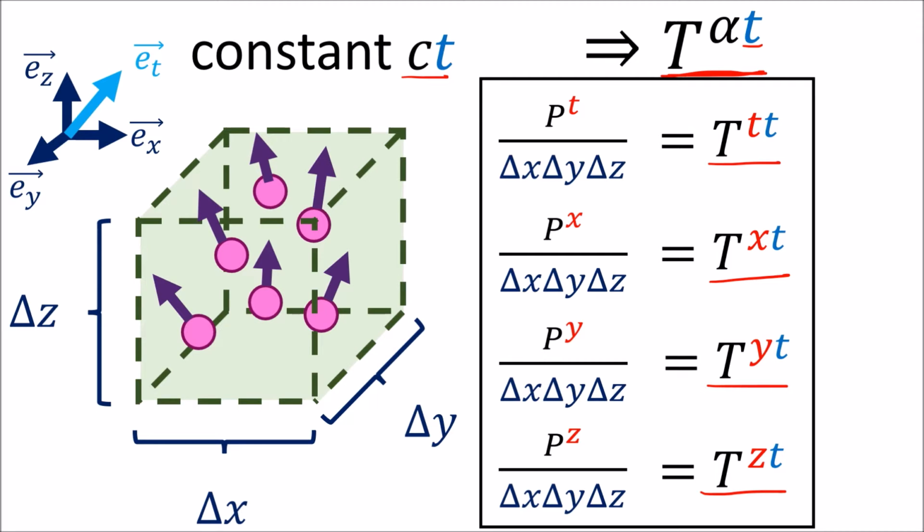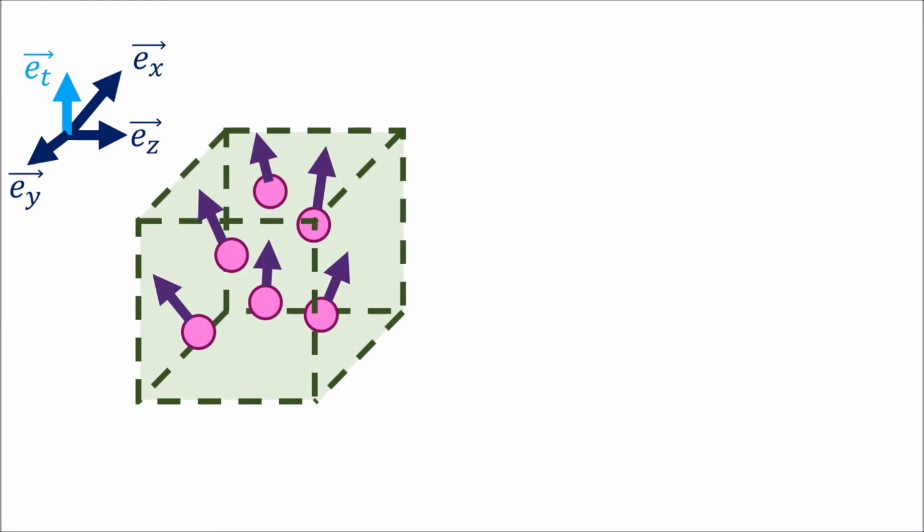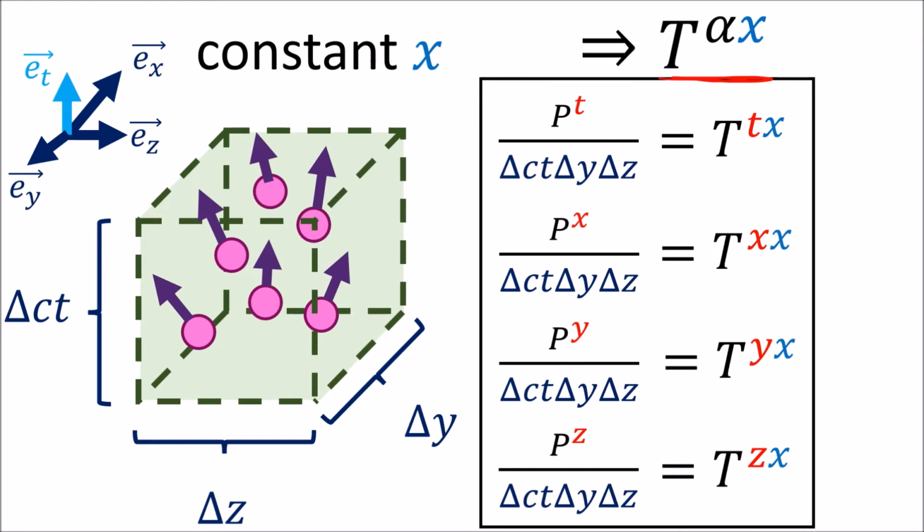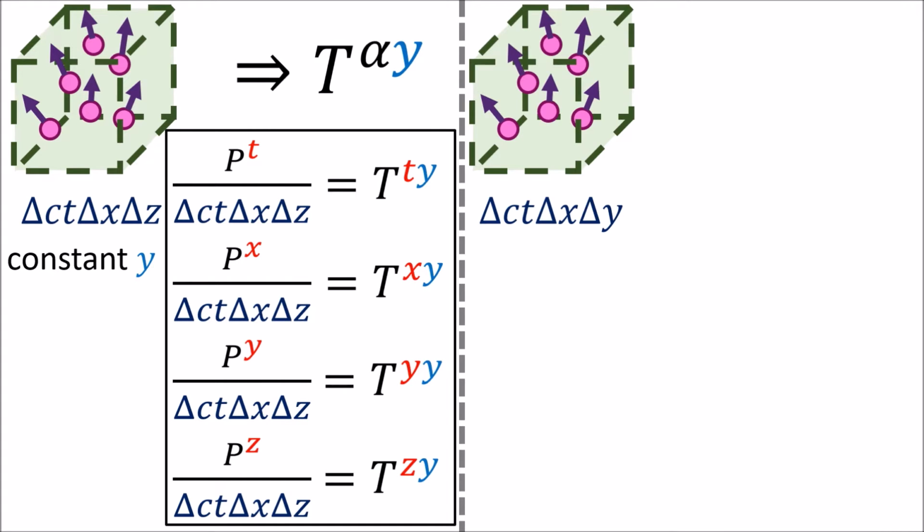These are basically the densities of four-momentum over space. Similarly, if we look at a tyz box at a constant x, this will give us four components of the EM tensor where the second index is x. Counting up all the four-momentum components gives us the tx, xx, yx, and zx components of the EM tensor. These are basically the current densities or fluxes of four-momentum along the x direction. And we get similar results for a txz box at a constant y and a txy box at a constant z.